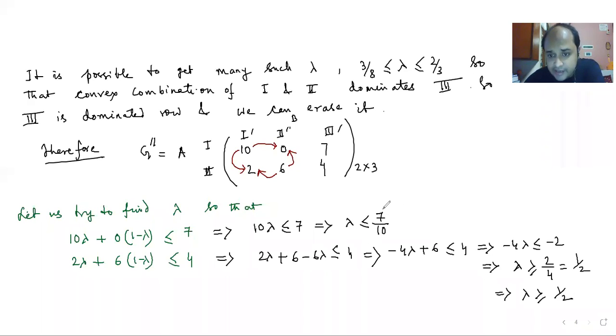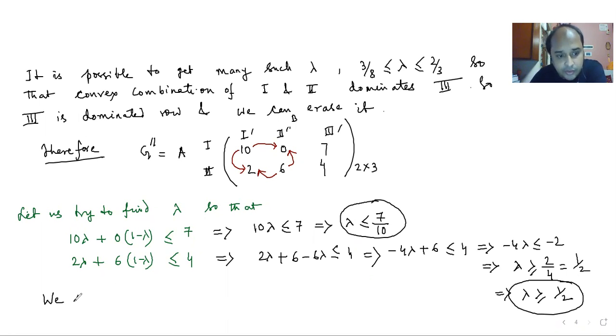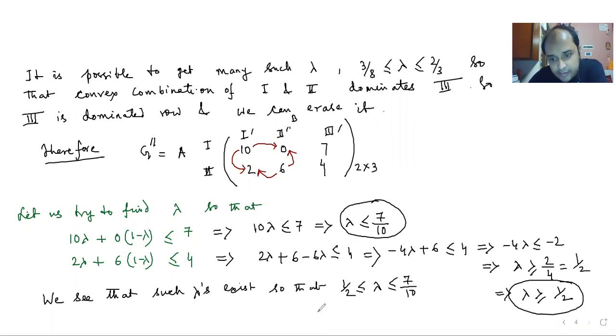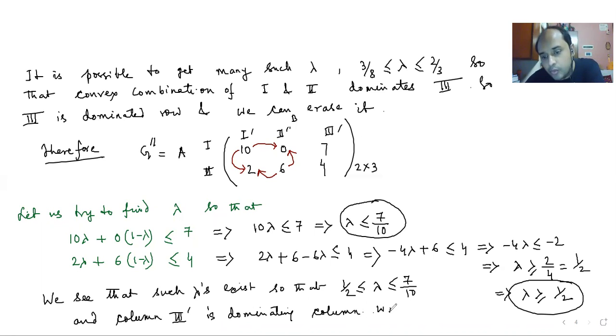Now half is 0.5 and 7 by 10 is 0.7. Comparing these two, we see that such lambdas exist, so that lambda lies between half and 7 by 10, and column 3 prime is dominating the convex combination. So we can omit 3 prime.